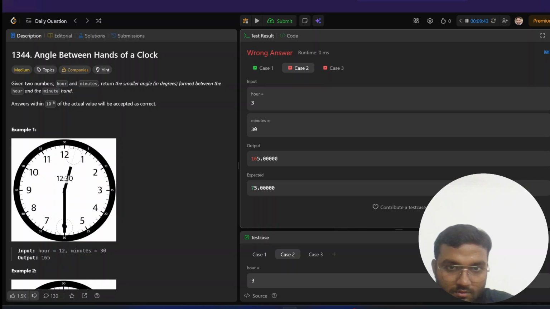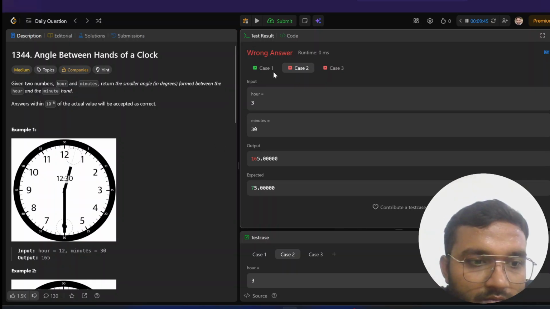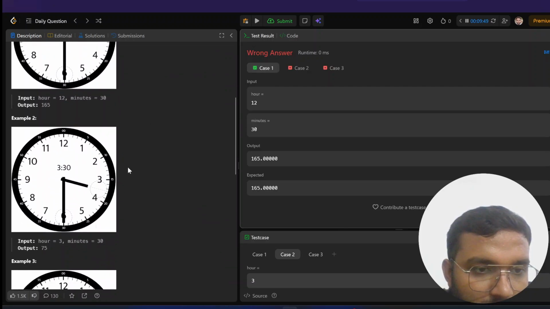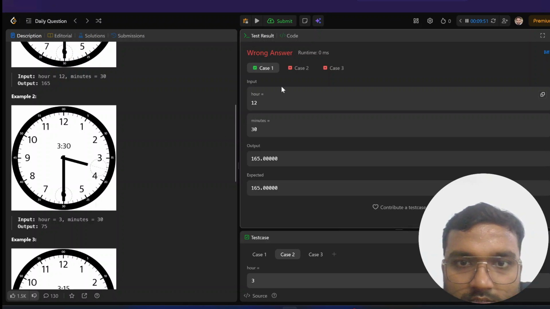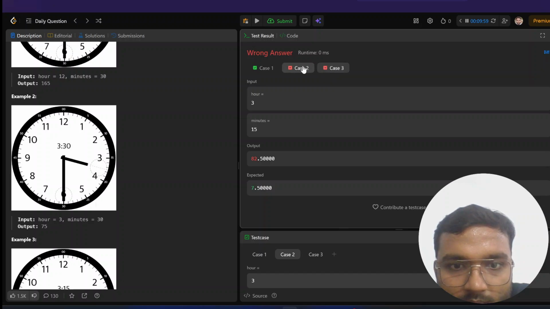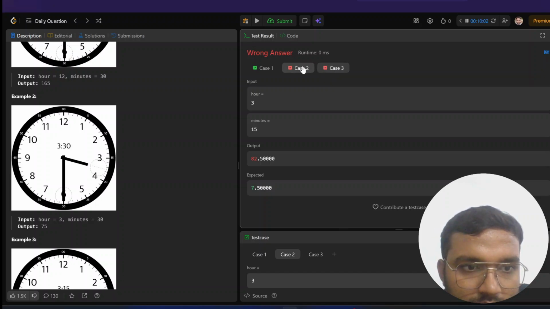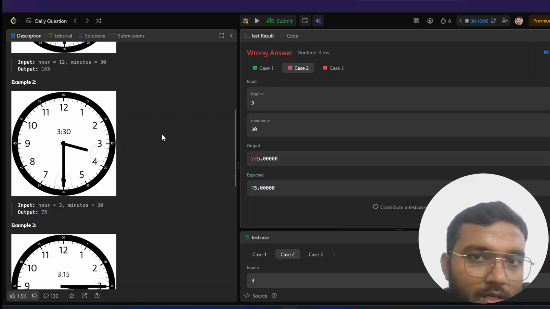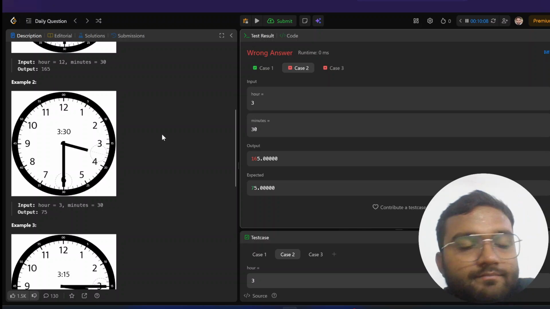I got it wrong. My first guess has been passed, that is the first one. But there is a problem in the second. In the second, I got 165 again, but the expected is 75. Why is our answer wrong here?